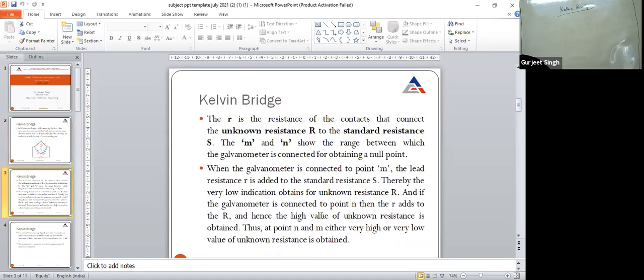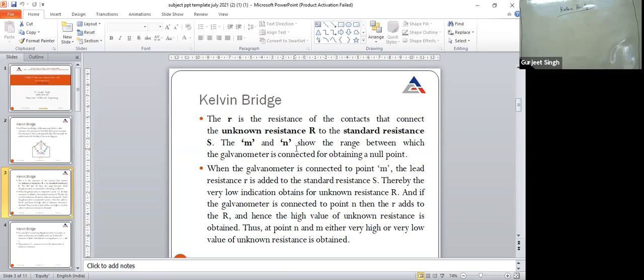Okay. So R is the resistance of the contacts that connect the unknown resistance R to the standard resistance S. The M and the N are the range between the galvanometer connected to the null point. So again, I am repeating, we have two options. We will connect the galvanometer either to the point M or to the point N.